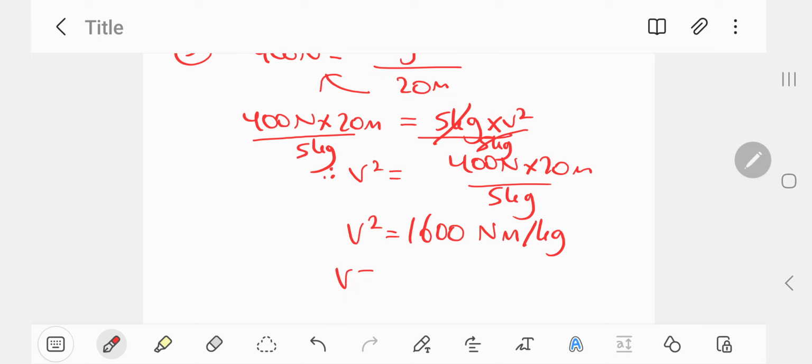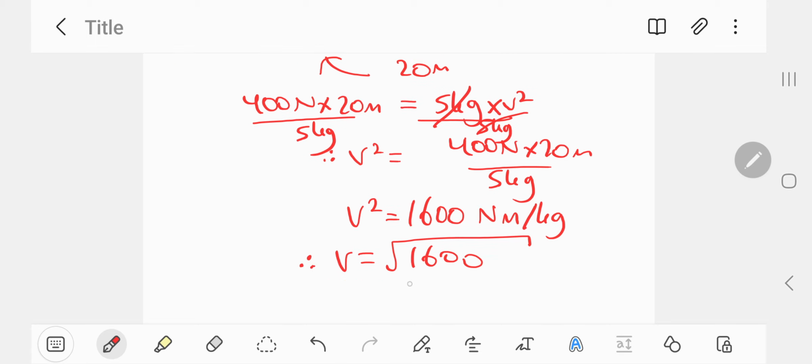And then taking the square root of this expression here, you get that V is equal to 40 meters per second. Okay, and that's the answer. So centripetal circular motion is a straightforward concept using the formula mv squared over r. And you can find the centripetal acceleration as well, just using v squared over r.